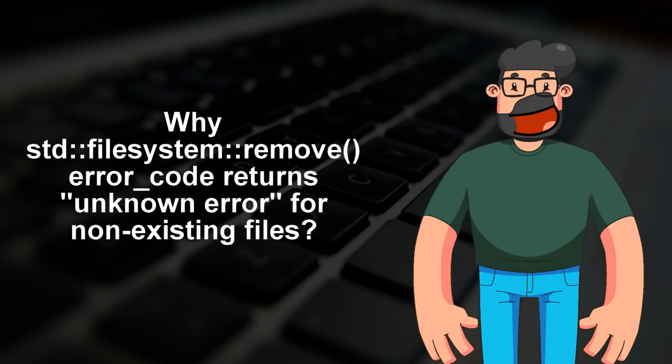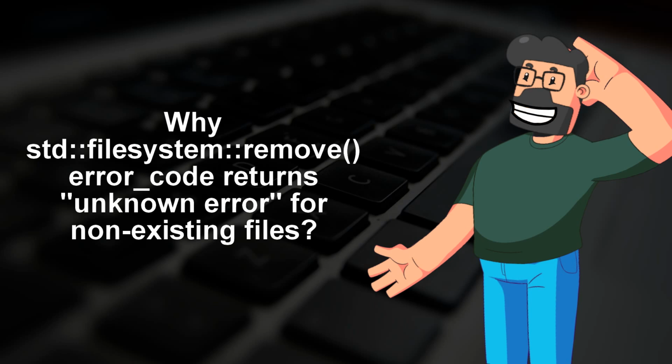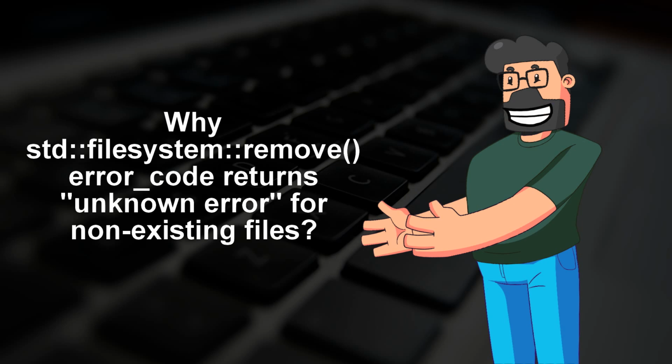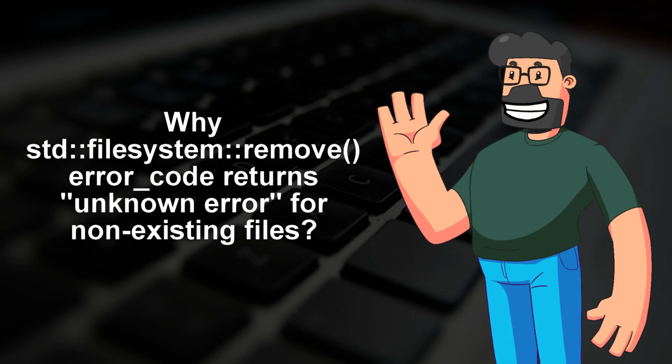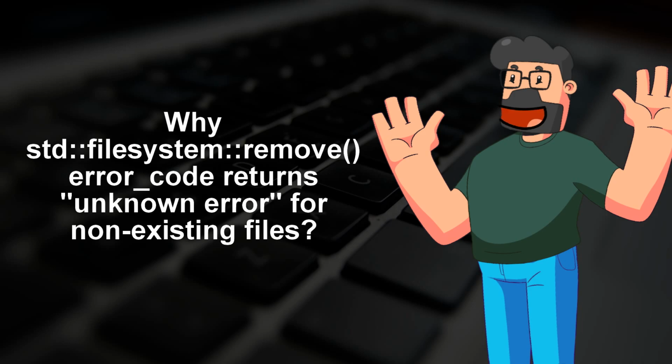Hey there. So, imagine you're trying to delete a file in your C++ program, right? The problem comes when you want to get an error message if the file doesn't exist. You go ahead and try to use the std::filesystem::remove function with an error_code, but all you get is a vague, unknown error message. Frustrating, right? So, why doesn't it just tell you that the file doesn't exist? Let's dive into this curious case.